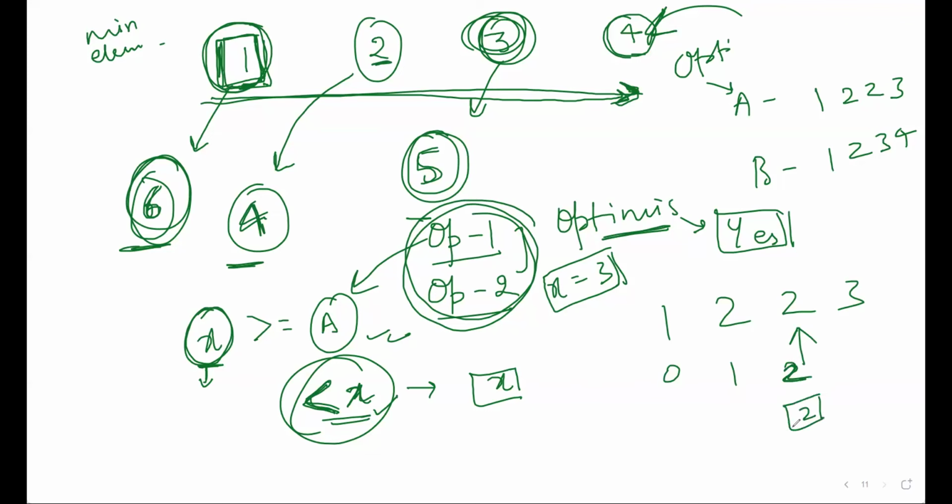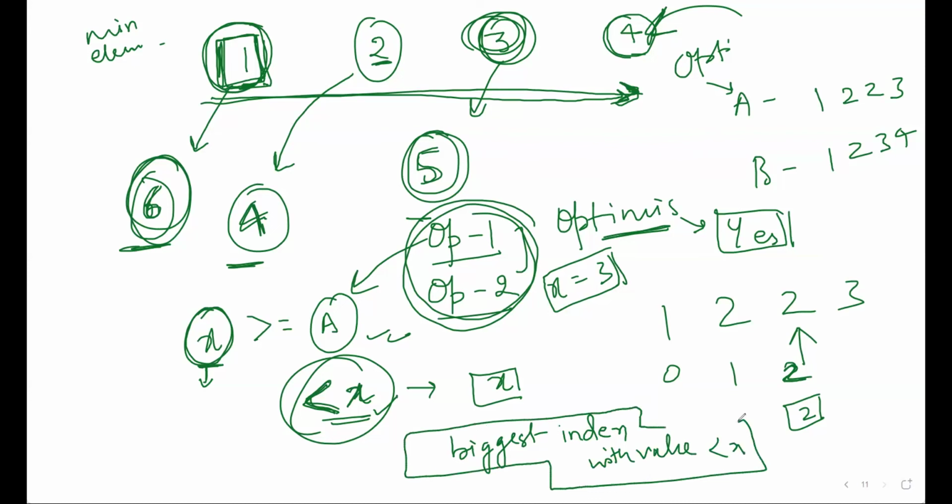I can find this index using binary search. It is similar to finding the biggest value which is smaller than the next. Instead of the biggest value, we are looking for the biggest index with value smaller than x. I want the last index of a value which is smaller than x. So here the index is 2. So I need to change all values from 0 to 2.